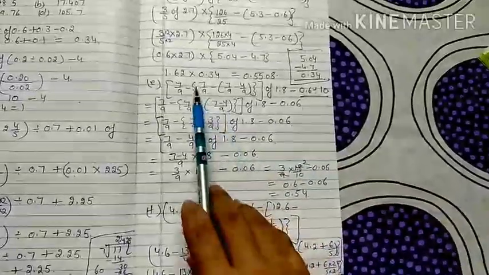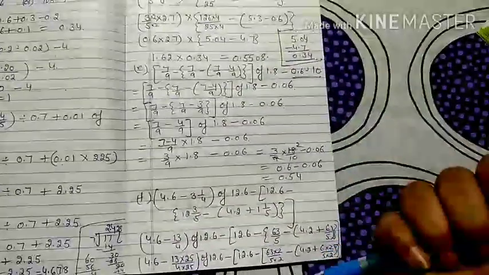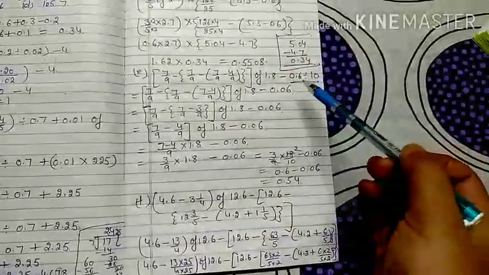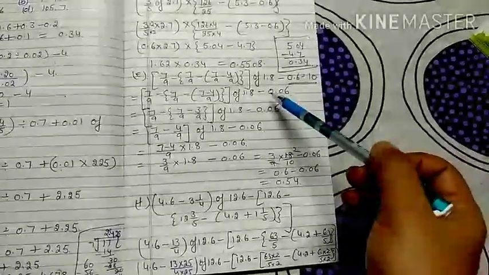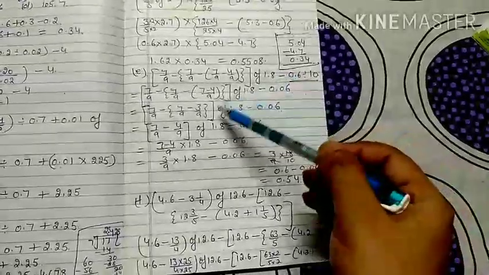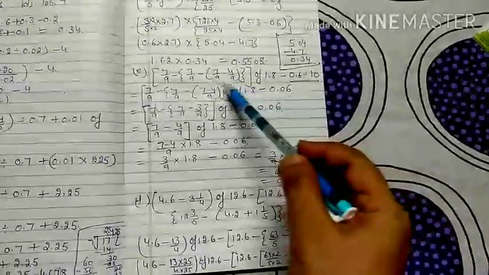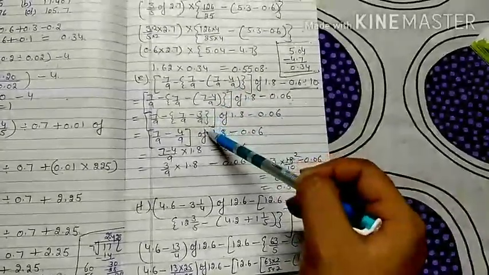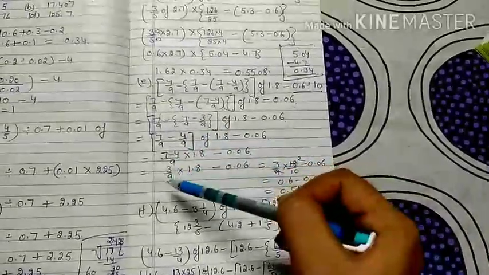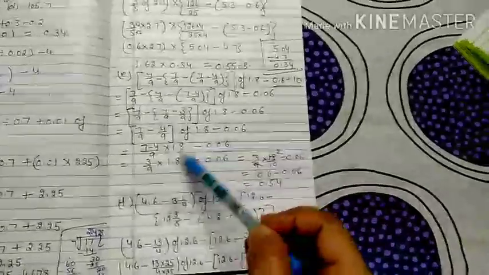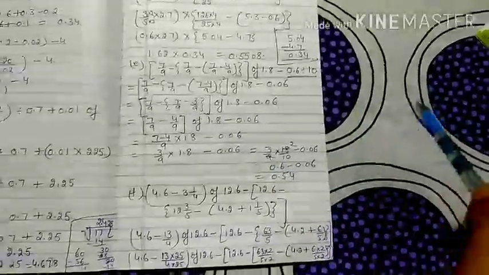Next your E part is 7 by 9 minus 7 by 9 minus 7 by 9 minus 4 by 9 of 1.8 minus 0.6 divided by 10. So first 0.6 divided by 10 gives me 0.06, of changes to multiply after solving this bracket. First we solve this small bracket. The denominator is the same, 7 minus 4 gives me 3 by 9. 7 minus 3 gives me 4 by 9. Again 7 minus 4 gives me 3 by 9. Of changes to multiply, 1.8 minus 0.06, then after calculation we get 0.54.